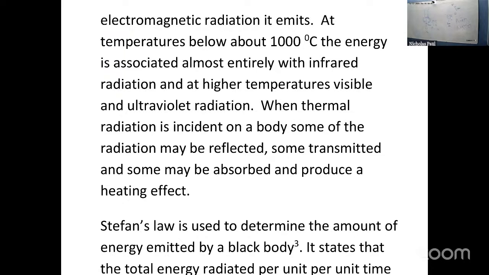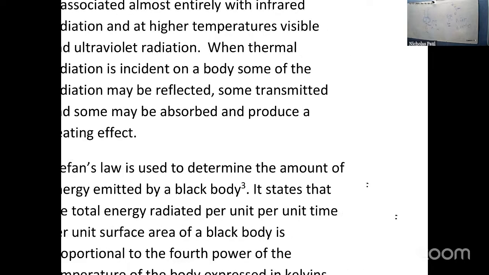At higher temperatures, visible and ultraviolet radiation, like from the sun. When thermal radiation is incident on a body, some of the radiation may be reflected, some transmitted, and some may be absorbed and produce a heating effect.